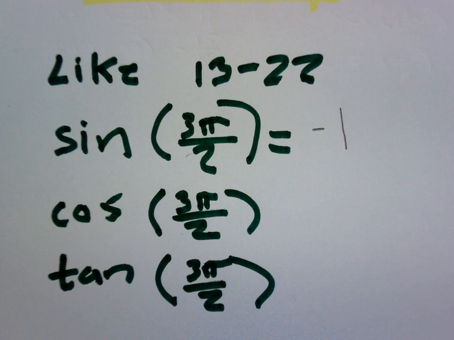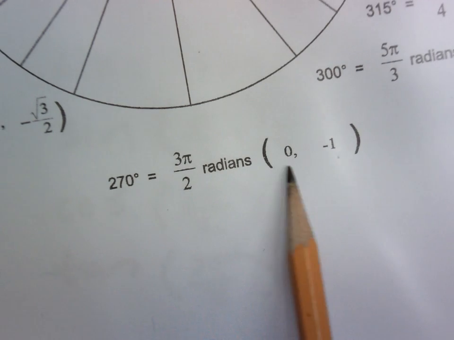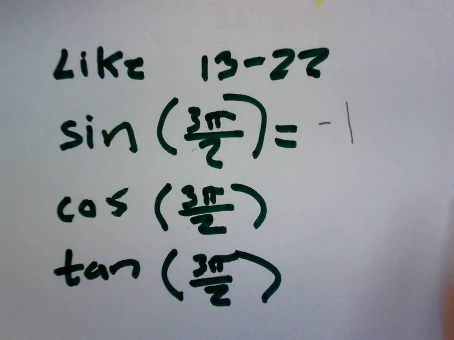What's the cosine? What letter is the cosine? X. If we go back to 3 pi over 2, what's the X value? 0, so the cosine is 0.